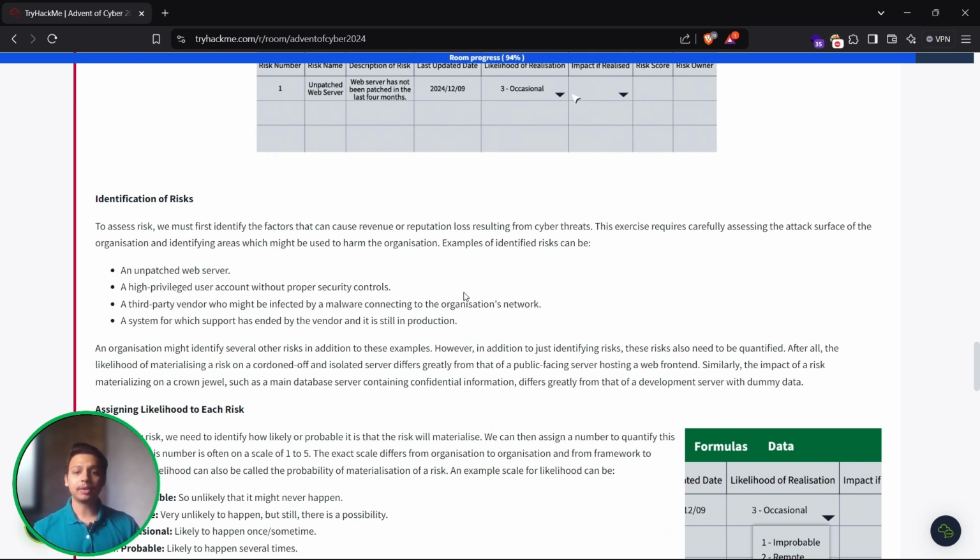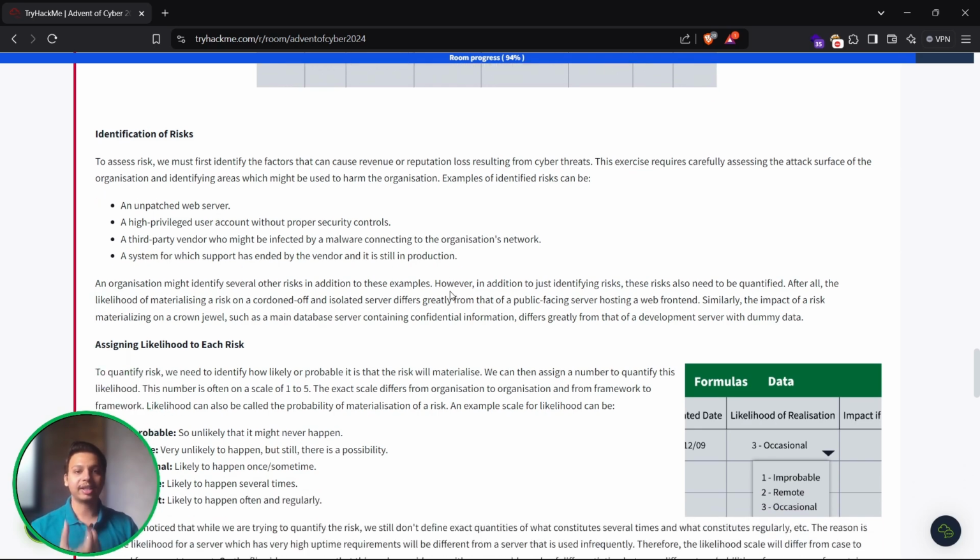To assess the risk, we must identify the factors that can cause revenue or reputation loss resulting from cyber threats. This exercise requires carefully assessing the attack surface of the organization and identifying areas which might harm the organization. So let's take examples: an unpatched web server, a high privilege user account without proper security controls, third party vendors who might be infected by malware connecting to the organization network, a system for which support has ended by the vendor and it is still in production.